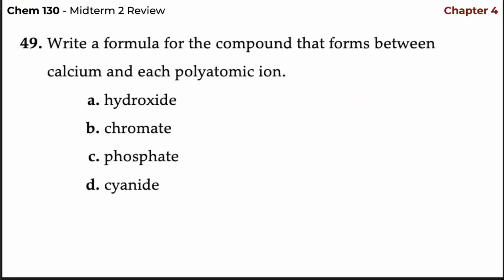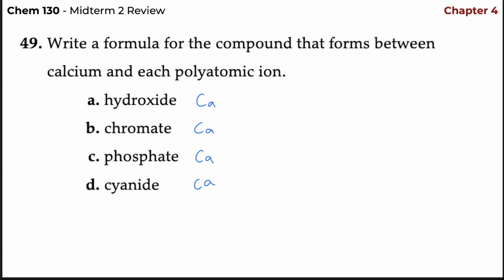Alright, so for this one, we have to write a formula for the compound that forms between calcium and each of these polyatomic ions, right? So I'll just go ahead and start writing calcium for each of them. Now, you do have to have all the ions memorized, and all their charges too. So there's a table for that. There's Quizlets. You could probably find one, but I'm just going to assume that you do have them memorized. So for the first one, it needs hydroxide, right?